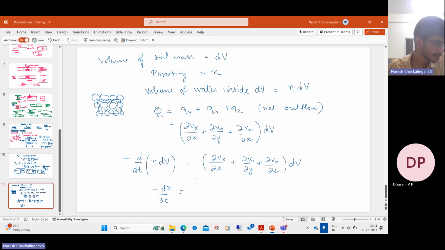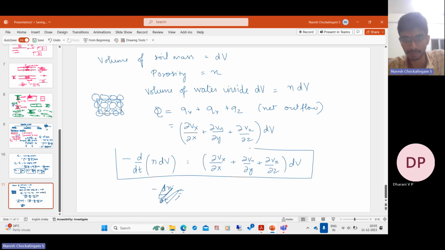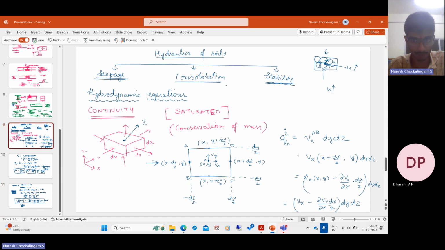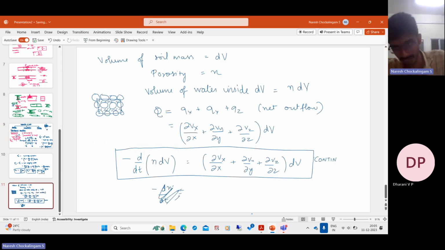is equal to, it's fine. I mean, you know the rest. So now this is the general continuity equation. This is the most general continuity equation. So this is common for all the three cases that I showed there. So this part is common for whether it is seepage or consolidation or stability. It has to obey this continuity equation.